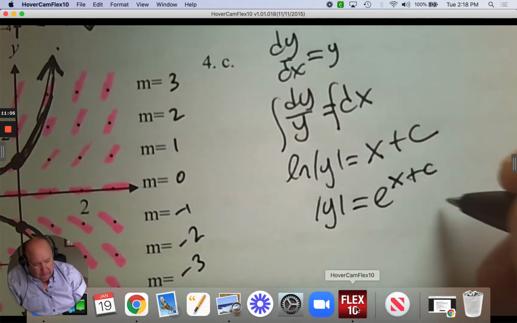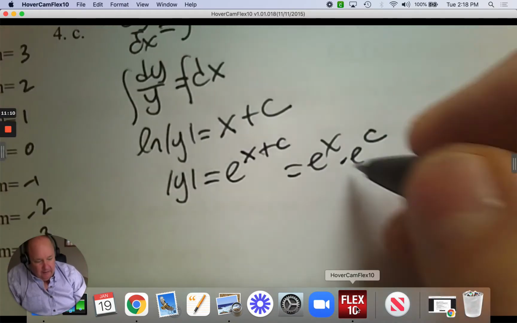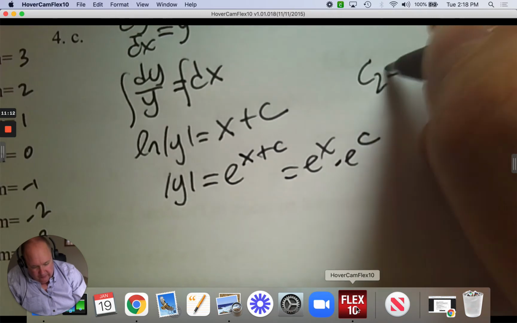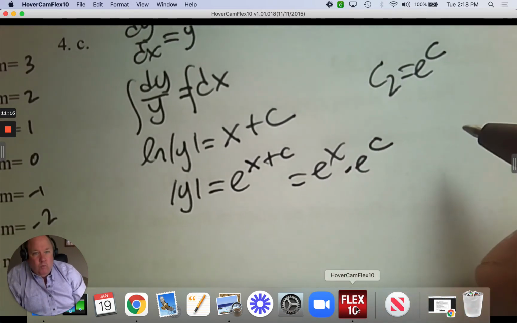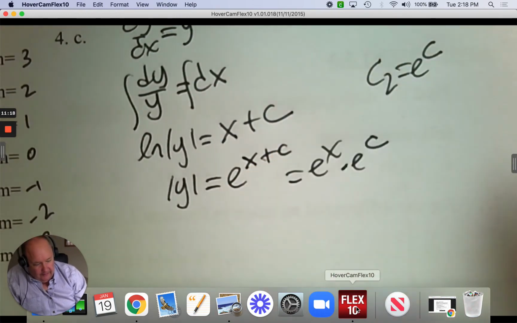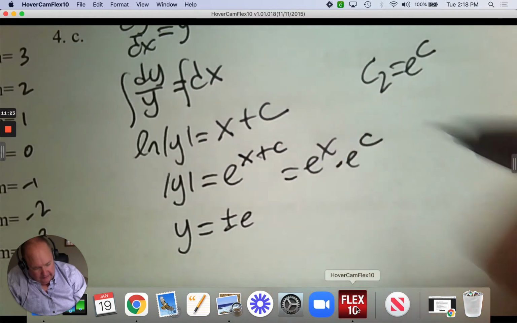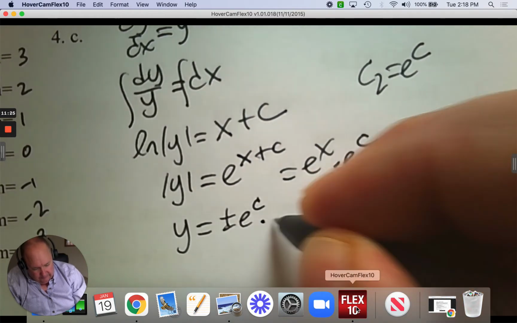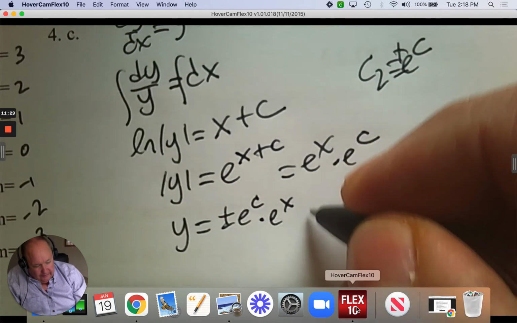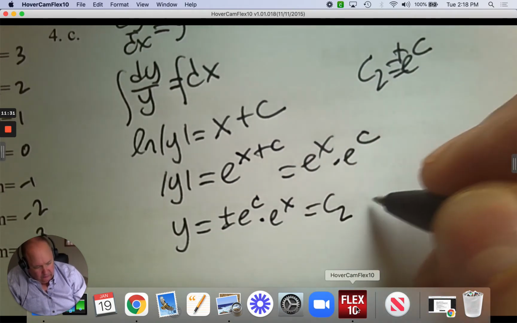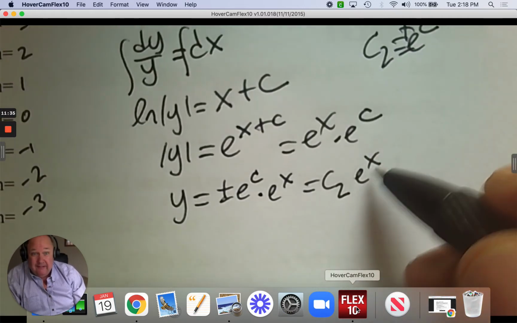Remember this, right? This is how you can separate it. And then as you separate that, you can redefine the constant. And that could be, to remove the bars, it could be positive or negative e to the c. So positive or negative. And then I can just redefine it as c2 e to the x. So remember we said, what did it look like? It looks like an exponential, right? That's e to the x.